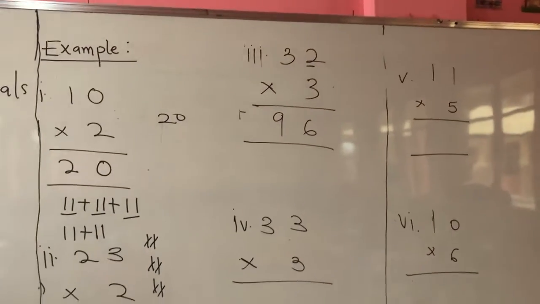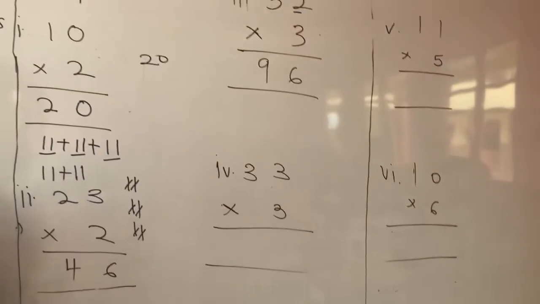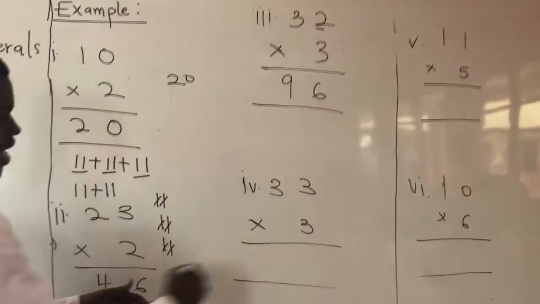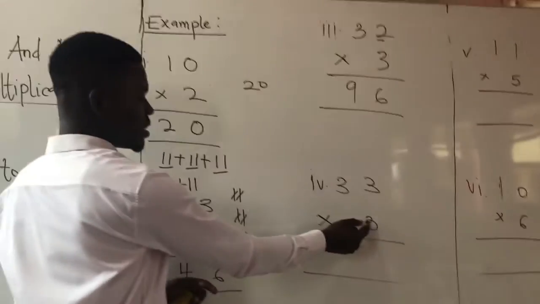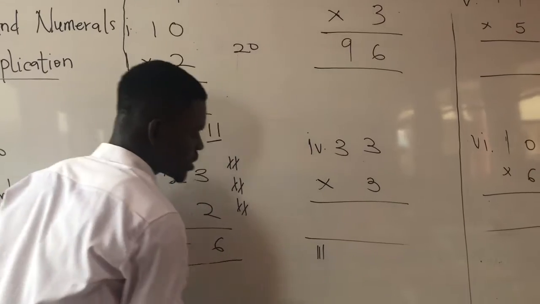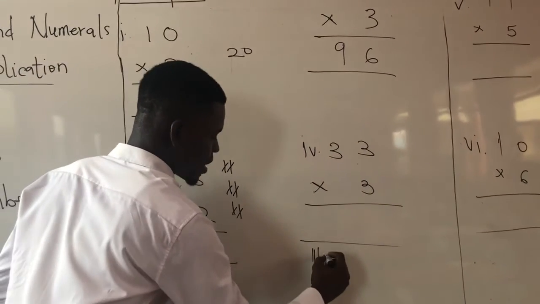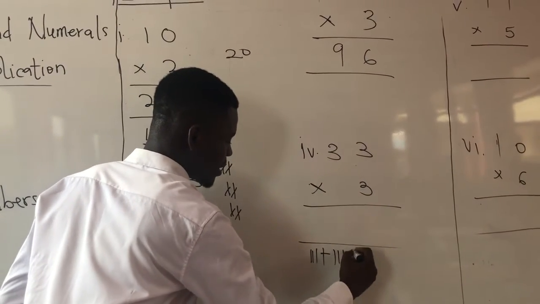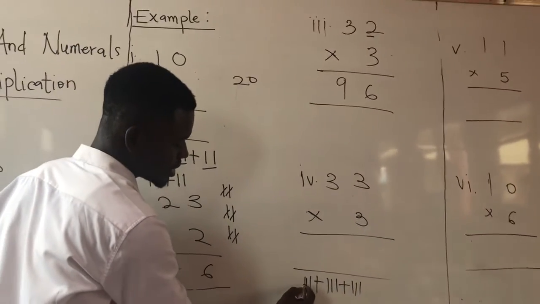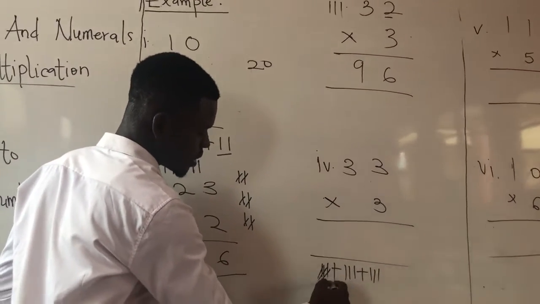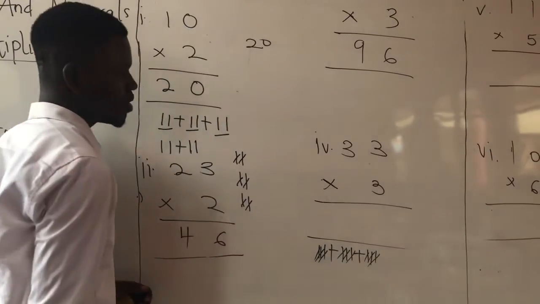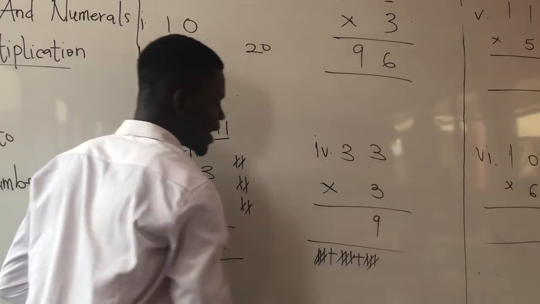Let's look at example 4, which says 3 times 3. Now we have 3, 1, 2, 3 times 3. 1, 2, 3. 1, 2, 3. So how many are we getting? We are getting 1, 2, 3, 4, 5, 6, 7, 8, 9. So you are getting 9.